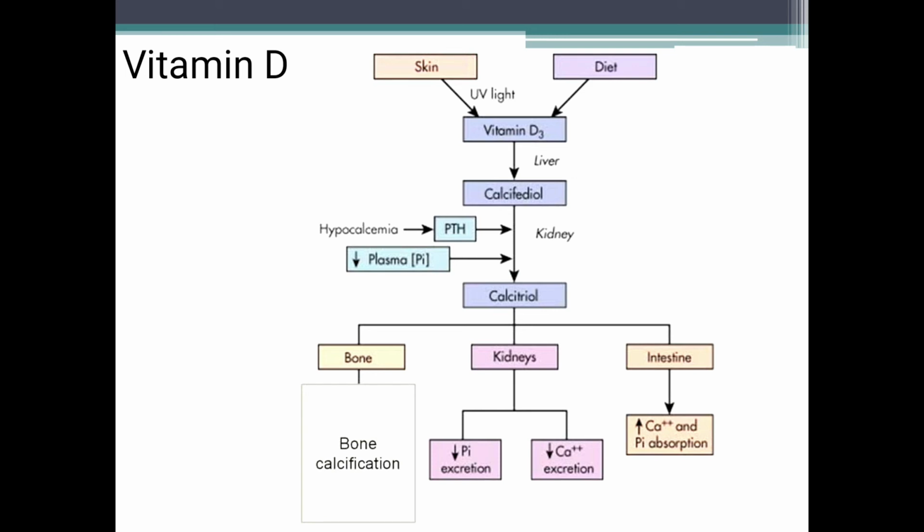So this calcitriol, the active form of vitamin D3, that is 1,25-dihydroxycholecalciferol, acts on three target organs: bone, kidney and intestine. In the intestine it increases calcium and phosphate absorption. In the kidney it decreases their excretion, so it causes their reabsorption. Then in bone it causes bone mineralization.